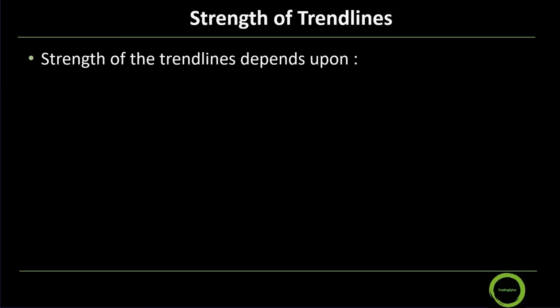Okay, so our next topic is strength of a trend line. How do you determine the strength of a trend line? Because when you connect the lows or highs in a trended market, you get multiple trend lines. How can you figure out which is the most significant trend line among them? Well, to figure this out, you need to consider these three factors.